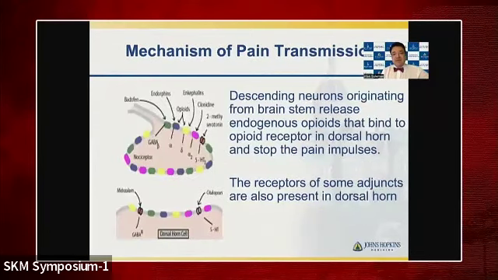When the pain signals go to the higher center, in response the descending neurons originating from the brainstem release endogenous opioids that bind to the opioid receptors in the dorsal horn to stop the pain signals. This is a normal mechanism that nature built, and patients start feeling better when this endogenous opioid is released. But the purpose of showing this slide is that you can see the opioid receptor is not the only one. There are other receptors which can also stop the pain signals: GABA receptors, plus clonidine receptors, serotonin, and TCA.